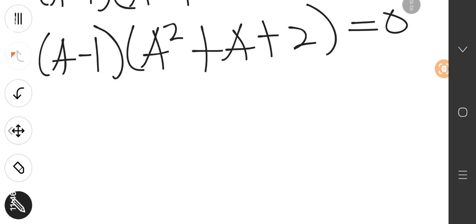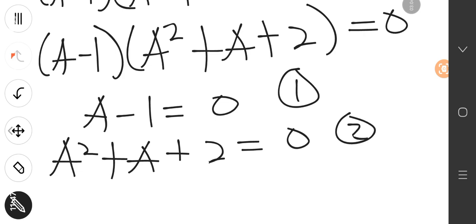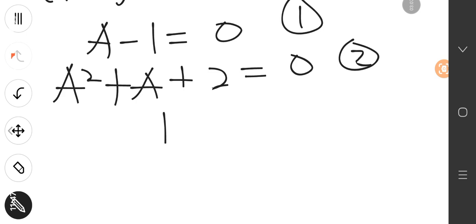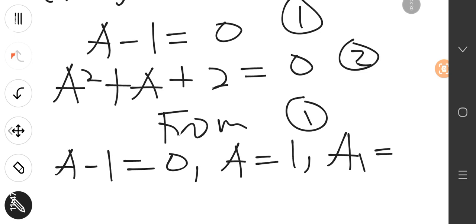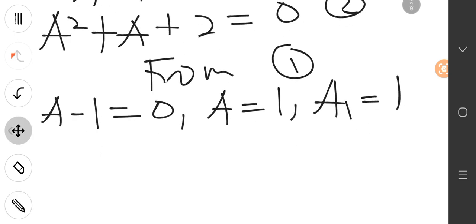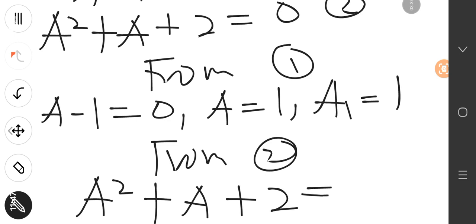All right, so we can say a minus 1 equals 0. Let's call this equation 1. We can also say a squared plus a plus 2 equals 0. Let's call this equation 2. Okay. Now we can say from equation 1, a minus 1 is 0, so a equals 1. All right. From equation 2, we have a squared plus a plus 2 equals 0.